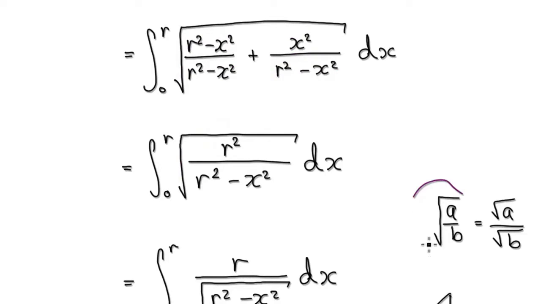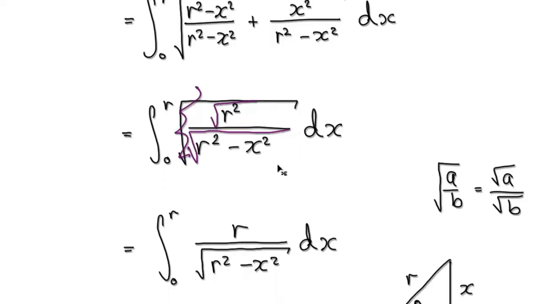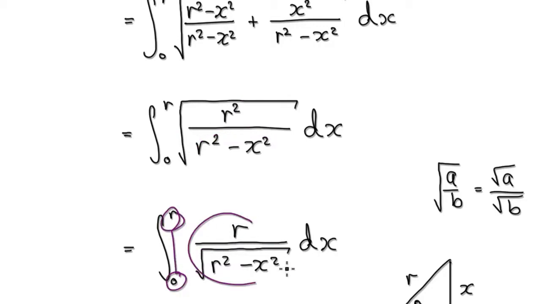So using this, square rooting the whole thing is the same as square rooting the numerator and square rooting the denominator. Well, when you square root a square, that will then give you this. Square root the denominator, that will then give you this. So we are integrating from 0 to r of this thing in the x direction.